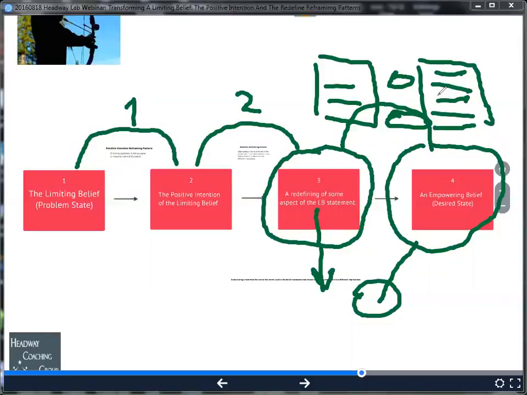Guys, do you have any questions? Is the whole process clear? Tell me, please, if it is clear, confirm, please, yes, clear. And is it clear what positive intention reframing pattern is? What redefine pattern is? Okay, perfect.